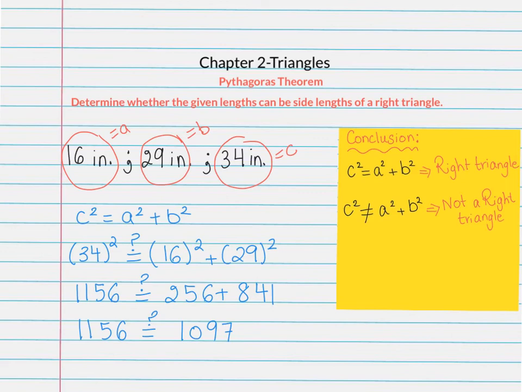So the Pythagoras theorem does not apply here. So here it is false. So this means that the lengths that we have are not the lengths of the sides of a right triangle. So the triangle that is formed from those sides can never be a right triangle.